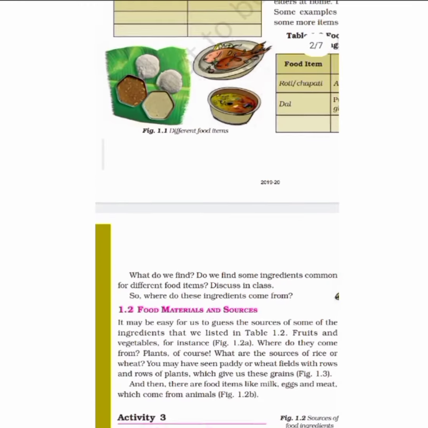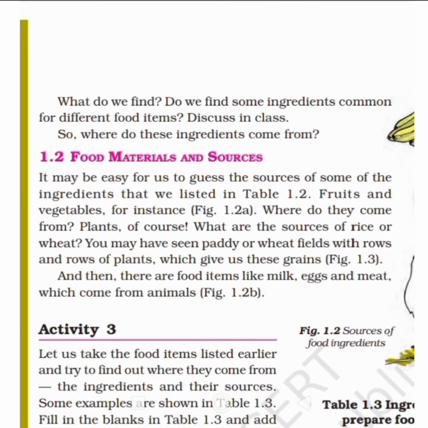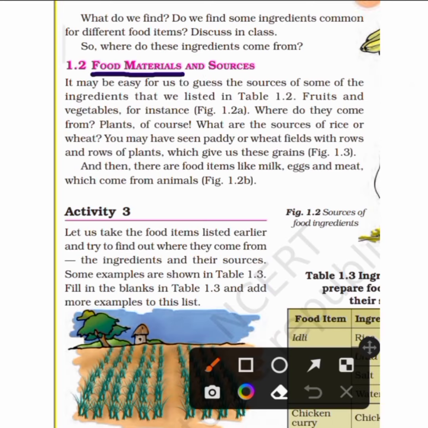And here, what do we find? Do we find ingredients common for different food items? Discuss in class. So where do these ingredients come from? So this paragraph is just a short introduction for the next topic, which is food materials and their sources. The next topic is food materials and sources.